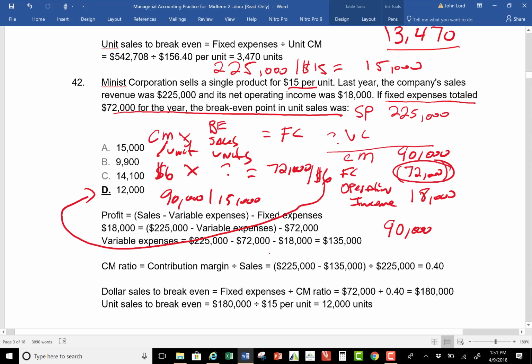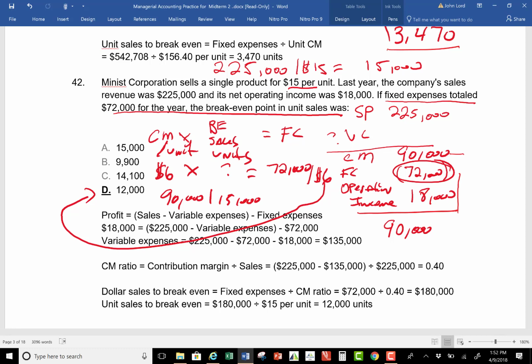Okay. All right, so what happens? Mintz Corporation sells a single product for $15 per unit. Last year, the company's sales revenue was $225,000, and the net operating income was $18,000. Its fixed expenses totaled $72,000 for the year. Now, this one takes a little more accounting thinking. If they give me the operating income of $18,000, and then they tell me the fixed cost, then I must have subtracted the fixed cost off of the contribution margin in order to come up with an $18,000 operating income, right?